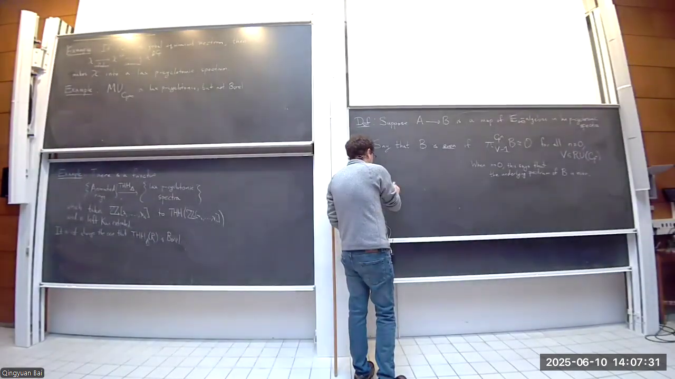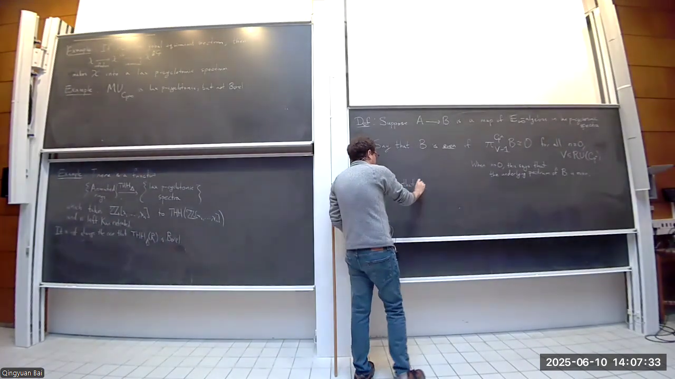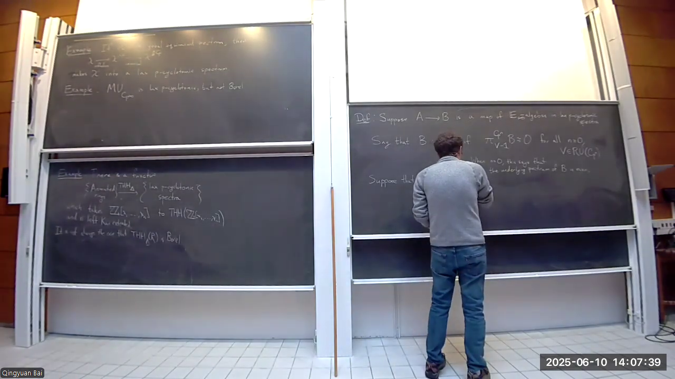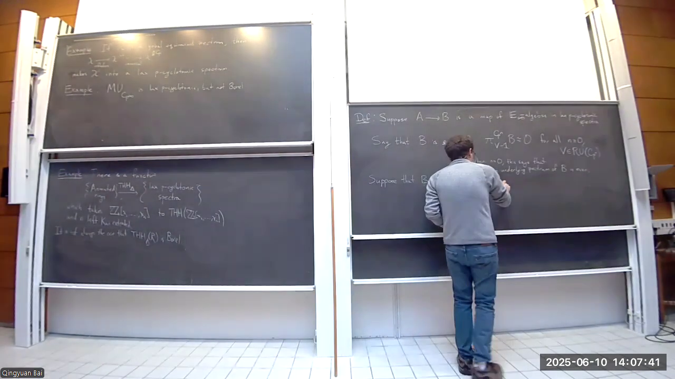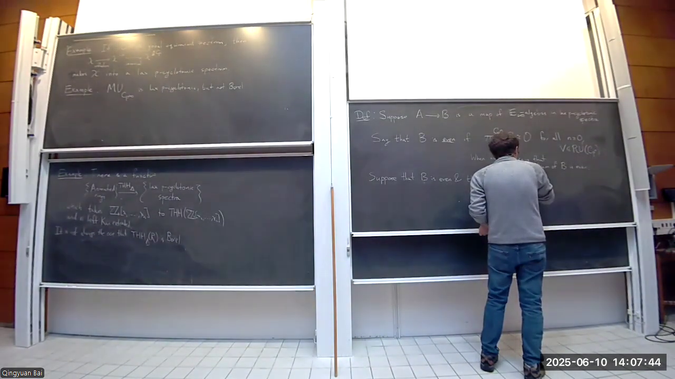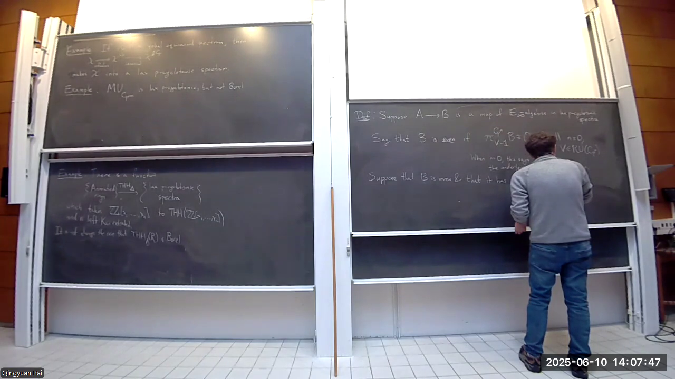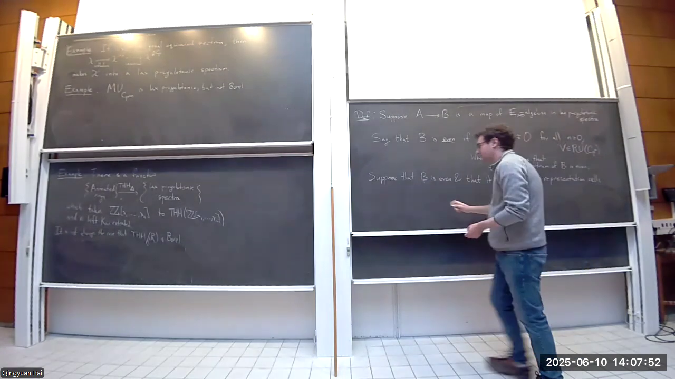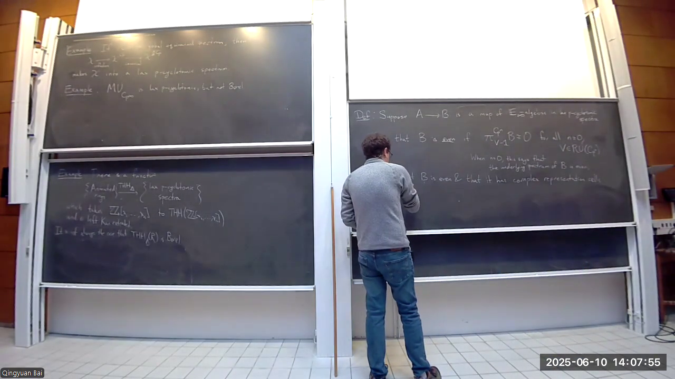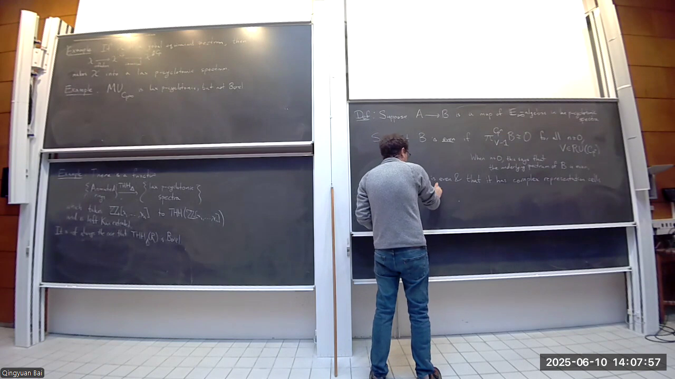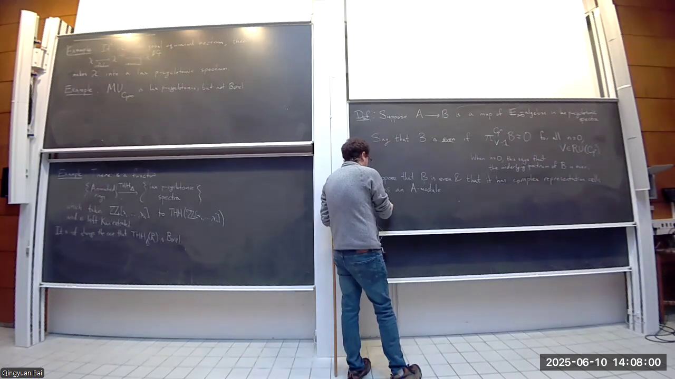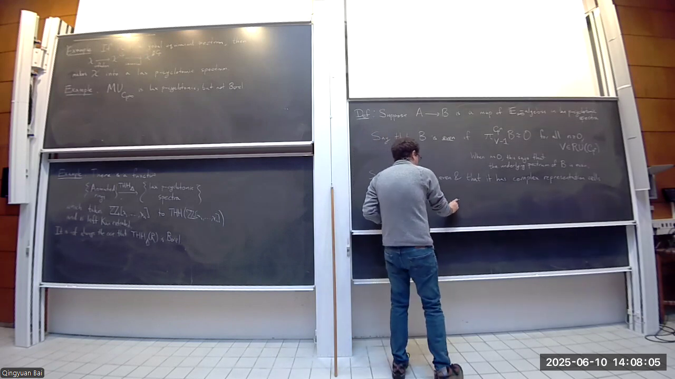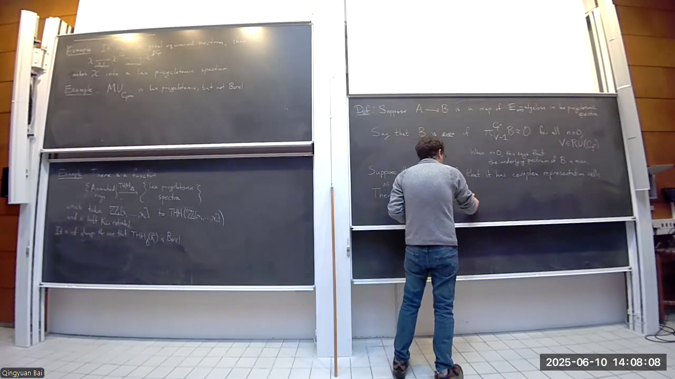Suppose it's even, if my complex representation says, as an A module. And I don't expect it's even.